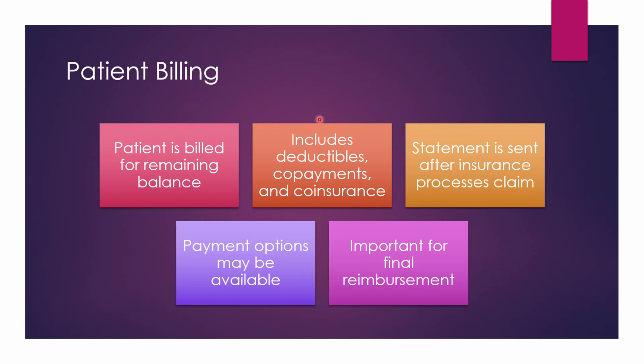Patient billing. Patient billing happens after the insurance company has processed the claim. At this point, the patient is billed for any remaining balance like deductibles, co-pays, or co-insurance. The patient receives a statement showing what they owe and may have different payment options. This step is important because it's often the final part of getting full reimbursement.